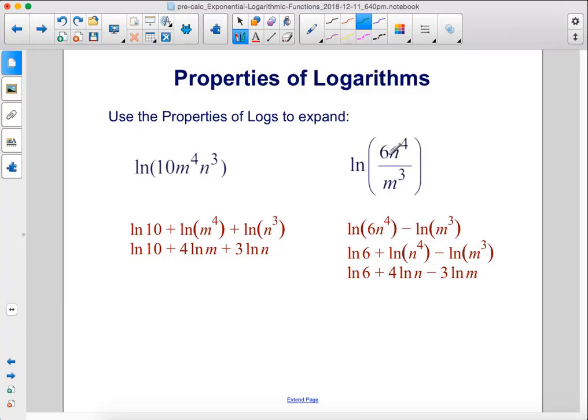The natural log of 6n to the fourth minus the natural log of m cubed. Then we have 6 times n here, so we can break that up into an addition. So the natural log of 6 plus the natural log of n to the fourth, and we still have this minus natural log of m cubed. Then we can bring this exponent out front, giving us the natural log of 6 plus 4 times the natural log of n minus 3 times the natural log of m, since we've also moved that exponent out front.